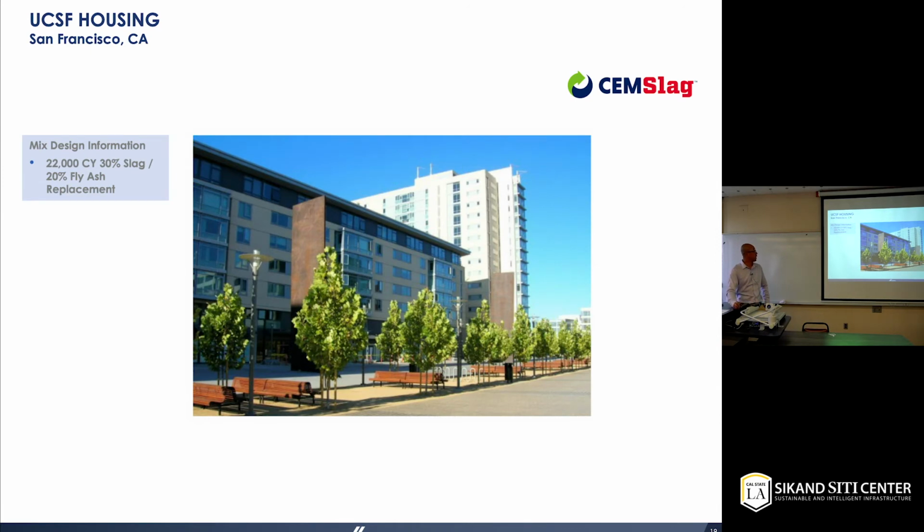Here's another typical housing project, done at UC San Francisco. They're using 30% slag replacement and 20% fly ash replacement in their project. It's a typical housing project where slag is a good fit.